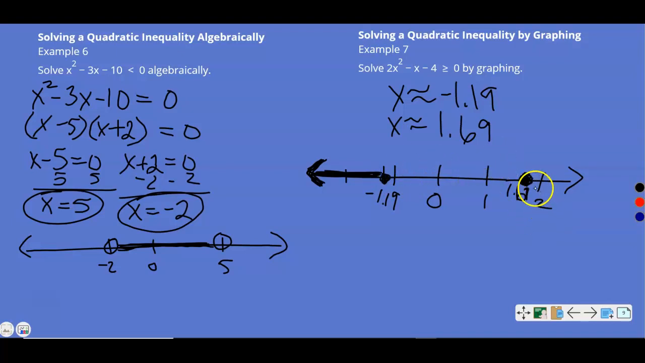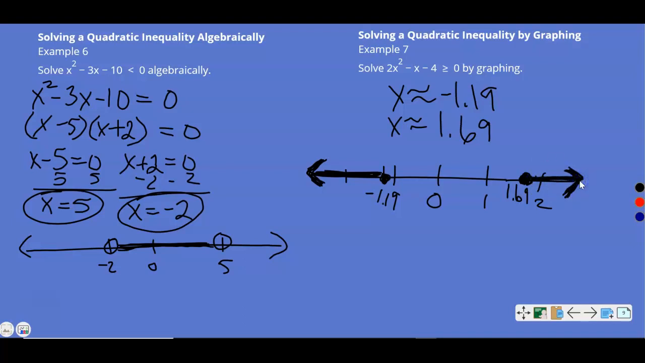Let's check something above 1.69. All right. I don't know why I can't get that to look like a 9, but I'm going to try one more time. All right, that looks a little bit better. Now, let's try 2. 2 squared is 4. 4 times 2 is 8. 8 minus 2 is 6. 6 minus 4 is 2. 2 is greater than or equal to 0. So we can say that this part also includes numbers that are part of the solution set.